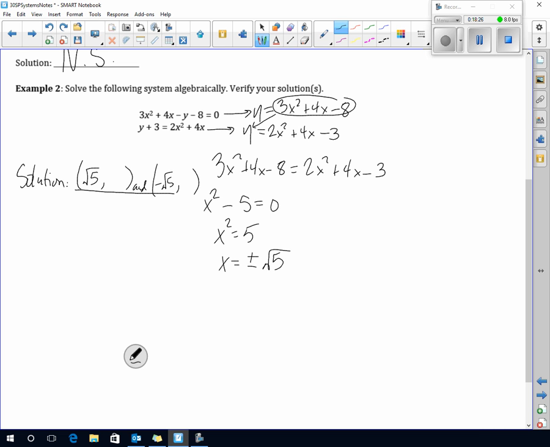Yeah? Okay, so now when x equals root 5, which one do you want to sub it in? Doesn't matter, you'll get the same answer. The first one, okay. So 3 root 5, the whole thing squared, plus 4 root 5 minus y minus 8 equals 0. Does everybody see what I did there? Now hopefully by now you know what root 5 squared is. 5. 5 times 3 is 15 plus 4 root 5 minus y minus 8 equals 0.